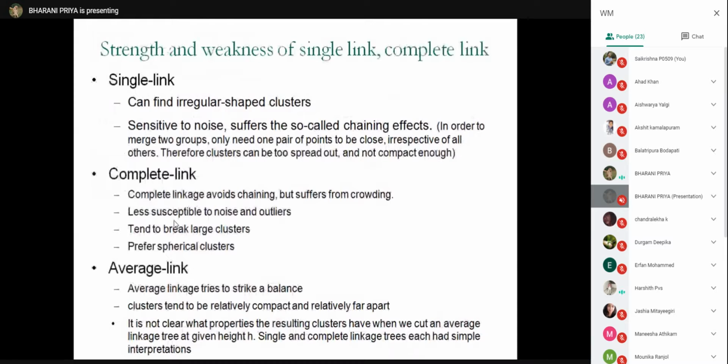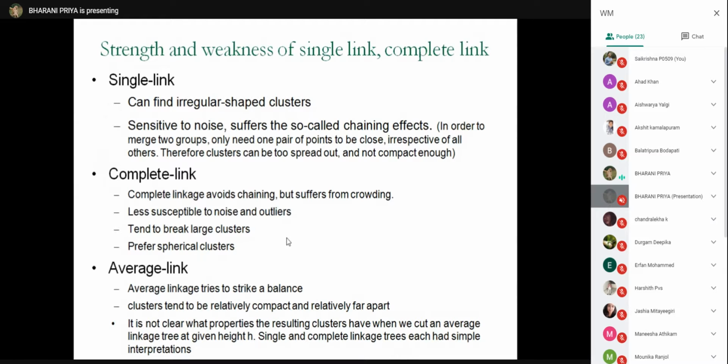Strengths and weaknesses of single link and complete link. The first one, strength: single link can find even irregular shaped clusters, but is sensitive to noise and suffers the chain effect. Complete link avoids the chaining effect, but suffers from crowding. What do you mean by suffers from crowding? You will get very compact clusters, and it is less susceptible to noise and outliers.